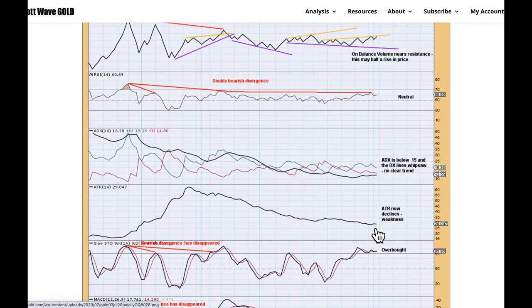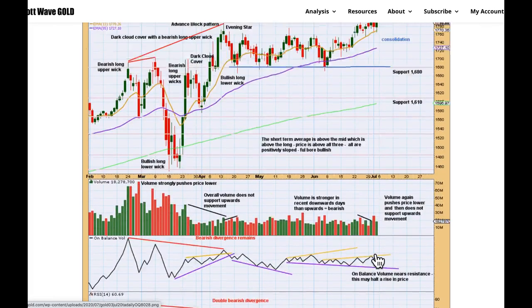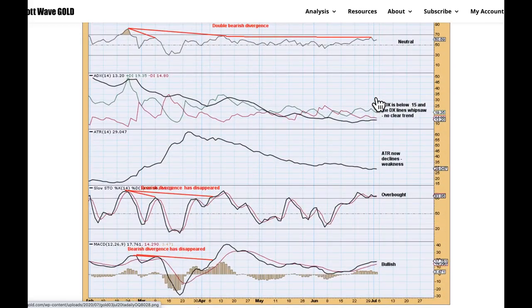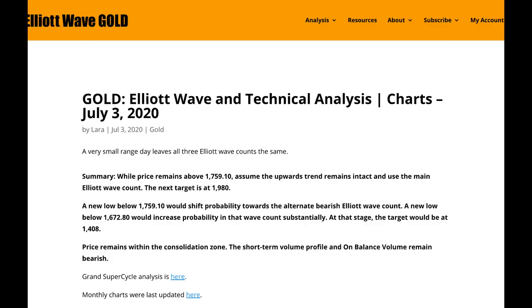ATR declining, that's really normal when price is consolidating. Stochastics overbought, so with a consolidation, we would reasonably expect this upward swing to end and now a downward swing to begin if the consolidation is going to continue. And we haven't had a proper upward breakout this week. And MACD bullish. That's all from me this week with your gold analysis.